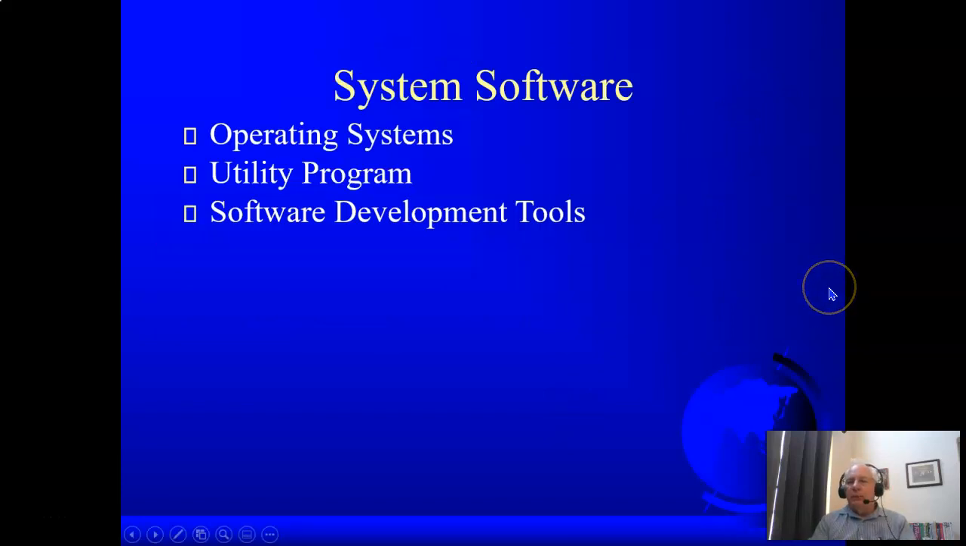System software consists of operating system, utility programs, software development tools. For example, Visual Studio's integrated development environment would be a system software program. The operating system on this particular computer is Windows 10. There are other operating systems such as Linux and iOS for the Apple devices.